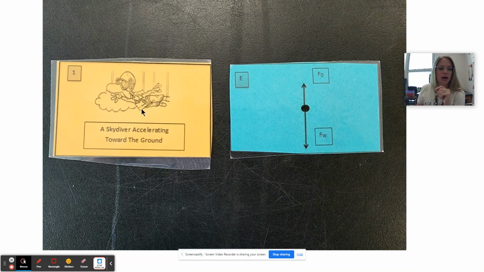Now he is going pretty fast, so there's going to be some air resistance, and we call this drag. And it says here that he is accelerating towards the ground, so he's speeding up going downwards. So this force is going to be stronger because it's pulling him down faster.